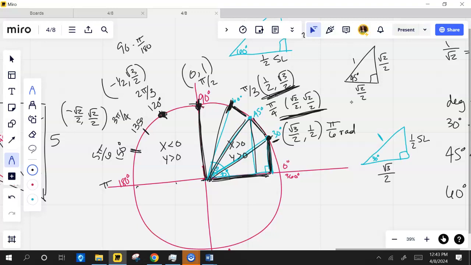All right, what do you think the coordinates are of that last point? All right, what'd you get for the coordinates here?